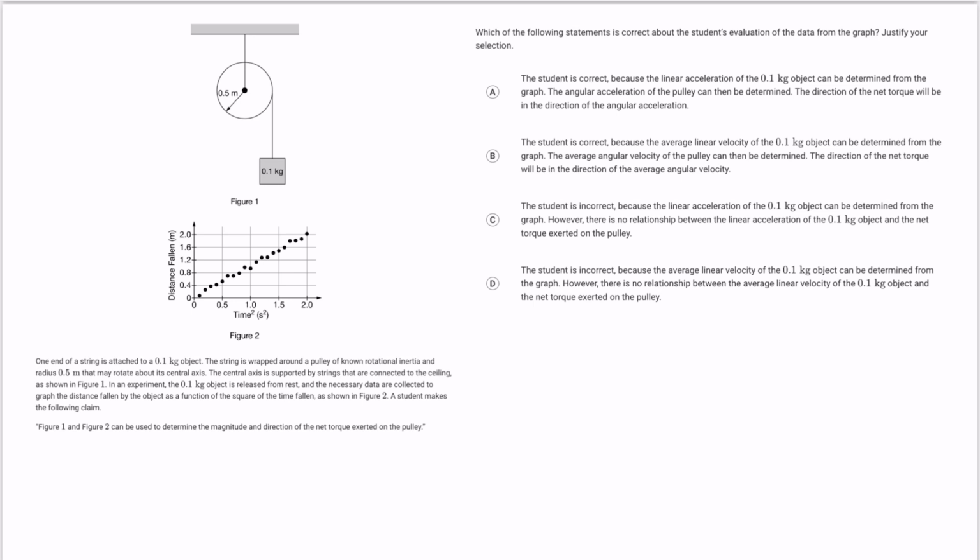A student makes the following claim, and the claim is here. Figure 1 and figure 2 can be used to determine the magnitude and direction of the net torque exerted on the pulley. All right, can we find the magnitude and direction of net torque based off of what we know about the falling 0.1 kilogram block?